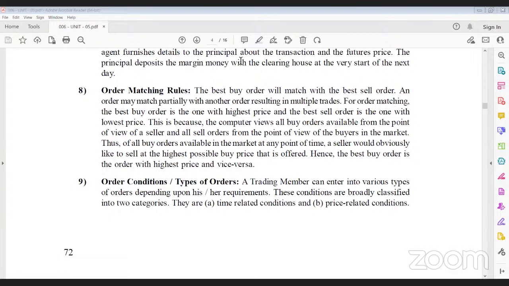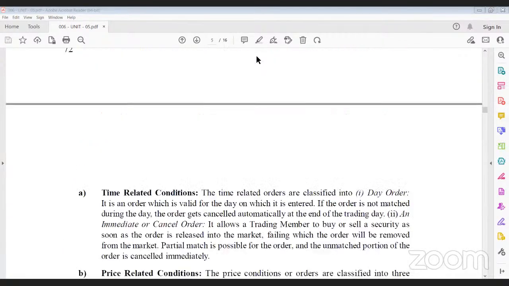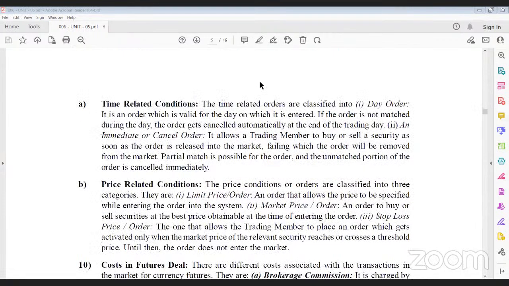Then moving on to the next one, which is type of order or order conditions. There are basically two categories: time related and price related. What is time related? Time related includes the day order and the immediate or cancel order. This is all based on time, tenure, and duration. A day order is valid for the day on which it is generated. If the order is not matched, it will get automatically cancelled.